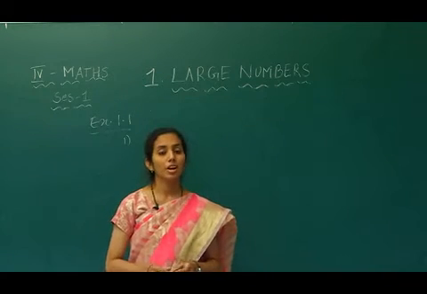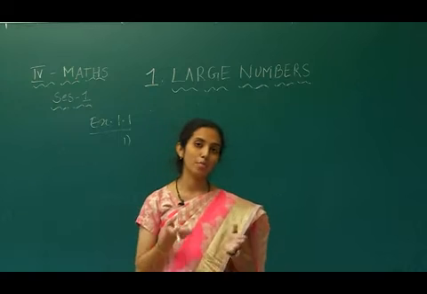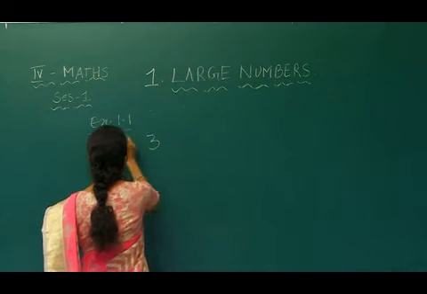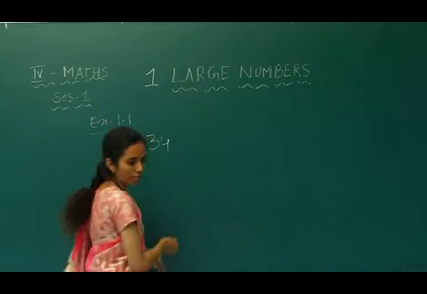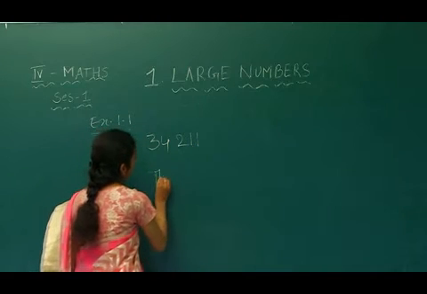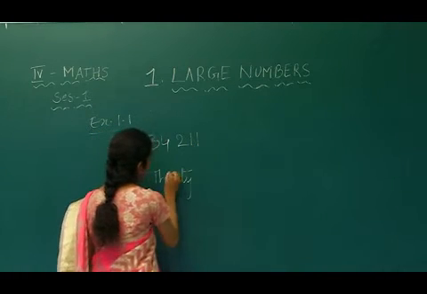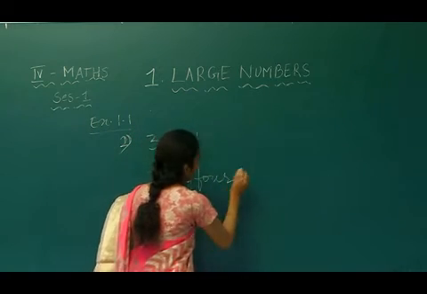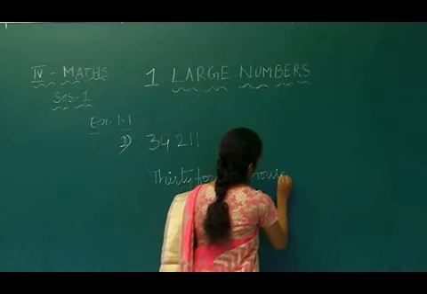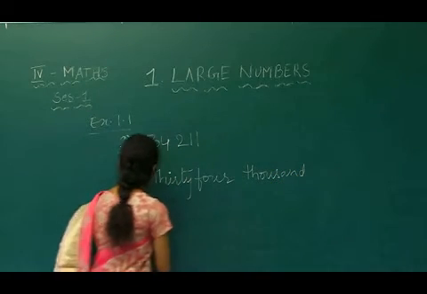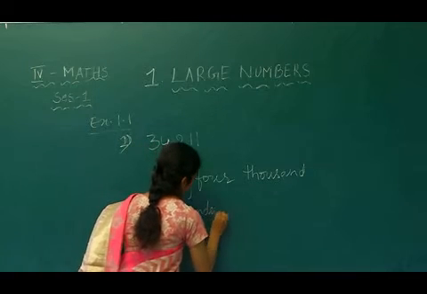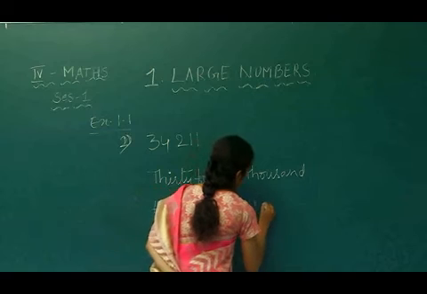Very simple thing. You have been learning from your UKGs also. How do you write the number name? 34,211. So how do you write? In words. That means you have to write the spelling of the number we are reading.